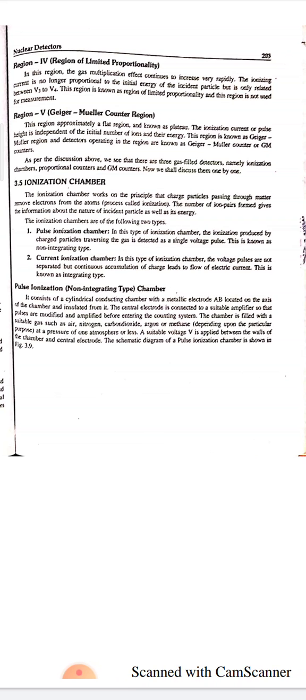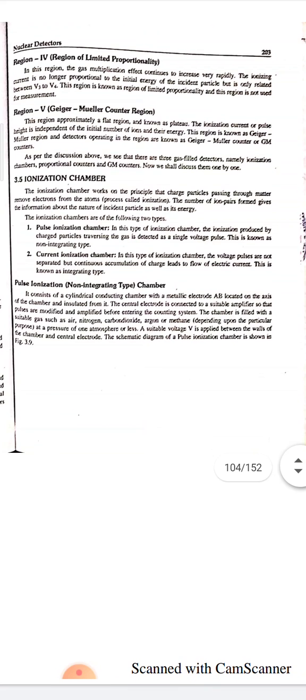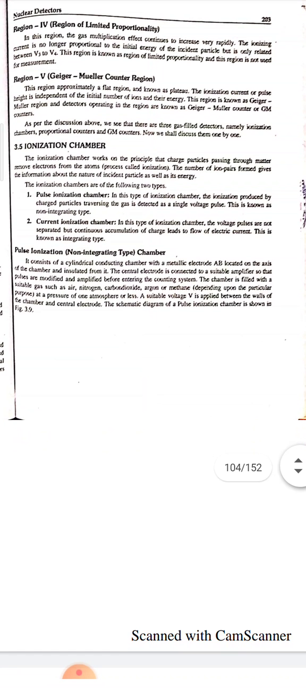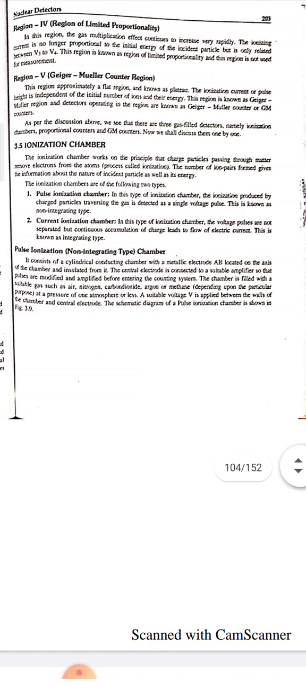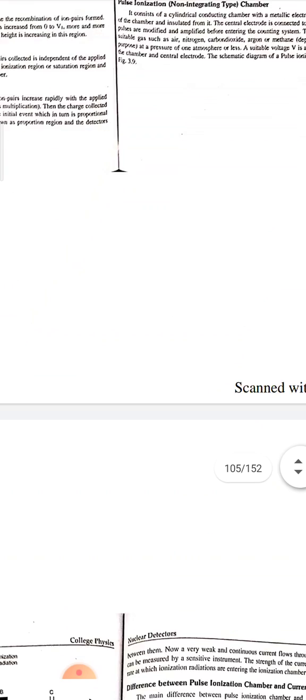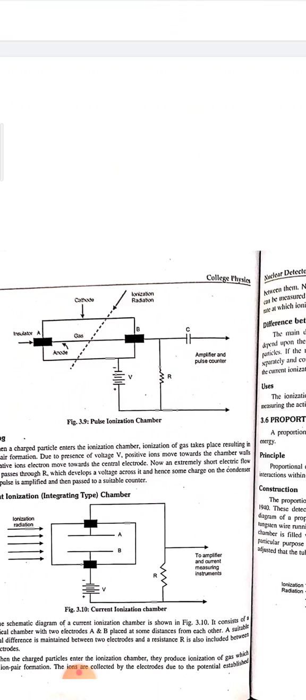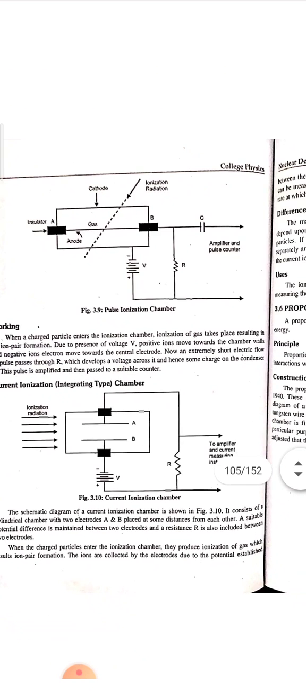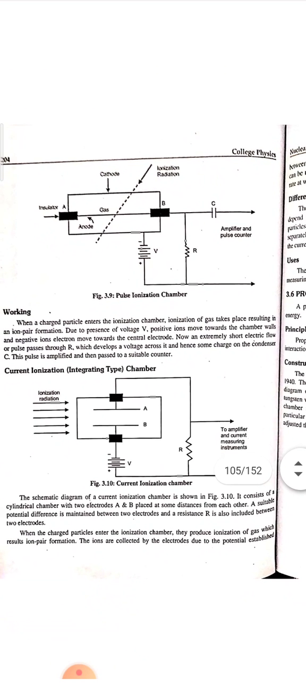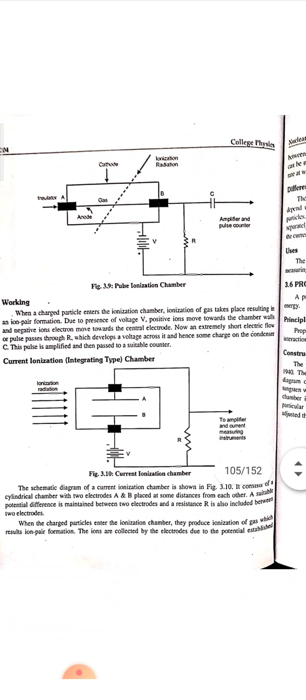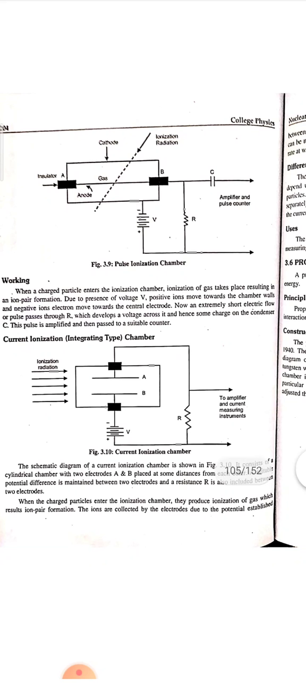It consists of a cylindrical conducting chamber with a metallic electrode AB located on the axis. This you can see is the pulse ionization chamber. When the charged particle enters the ionization chamber, ionization of gas takes place, resulting in ion pair formation. Due to the presence of the voltage, positive ions move towards the chamber walls and the negative ions, the electrons, move towards the central electrode.